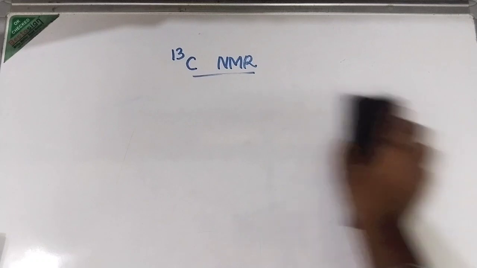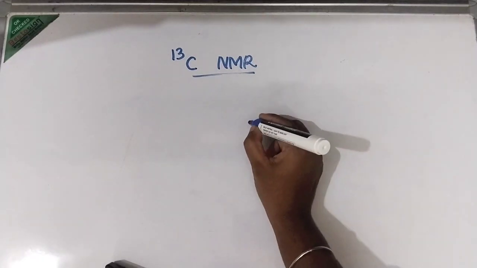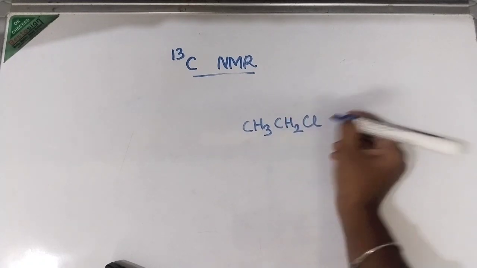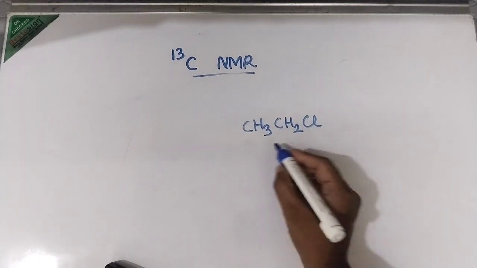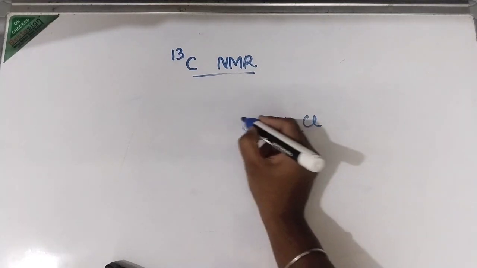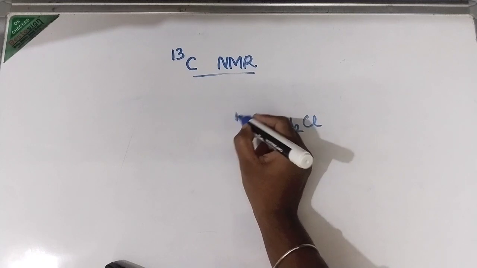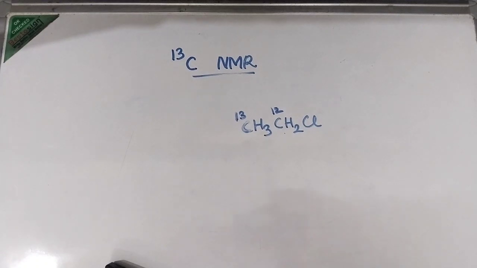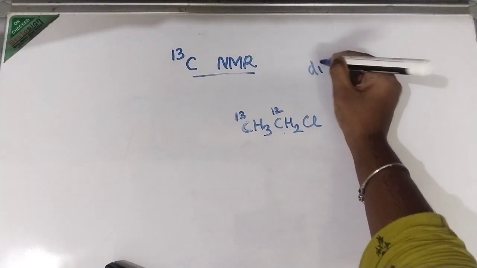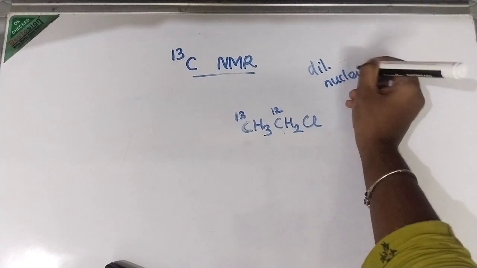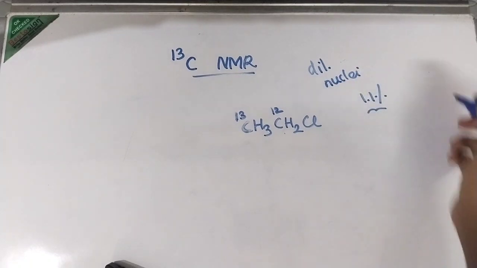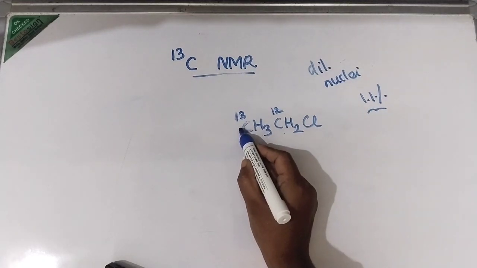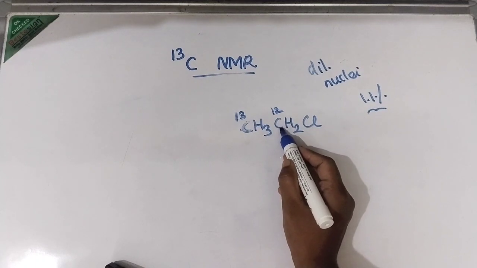Suppose you are having a sample, for example CH3CH2Cl, ethyl chloride. In this case, if this is carbon 13, then definitely this will be carbon 12. Why? Because C13 is a dilute nucleus. I told you the abundance is only 1.1%. It is a negligible amount. So if you have C13 here, definitely there won't be C13 here, right?